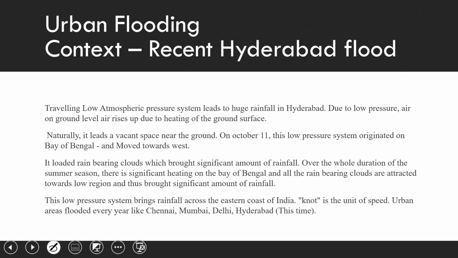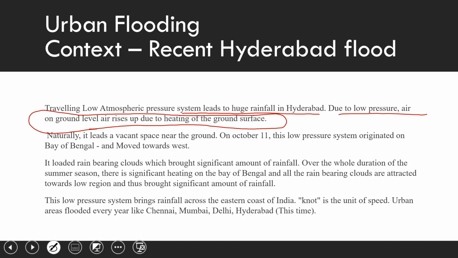So a traveling low pressure system leads to huge rainfall in Hyderabad, and due to low pressure, air at ground level rises up, and due to hitting of the ground surface, it creates low pressure. Why low pressure? I forgot to explain it here. So why is low pressure created? See, this is summertime. So what happens when the land gets heated up is that the moisture present on the land rises above.